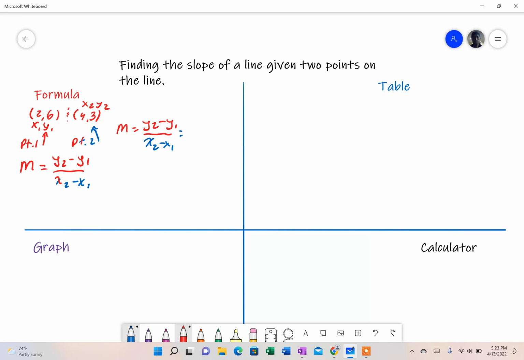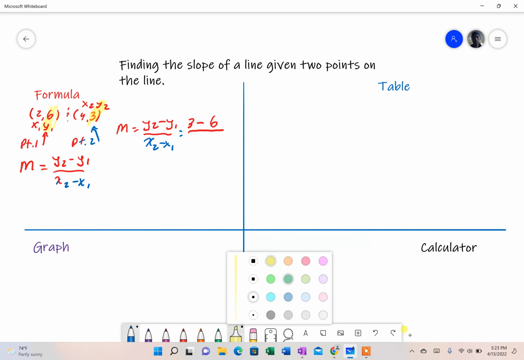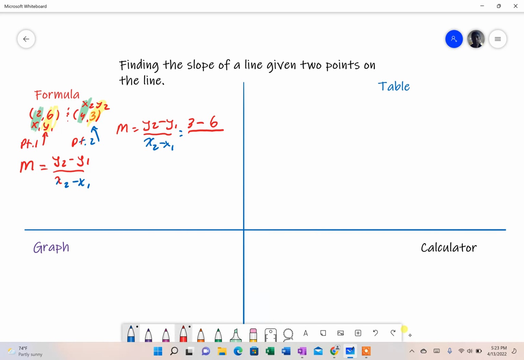So you can see here is my y2. So that value is going to be 3 minus my y1, which is over here, which is 6. And then I have my x2, which is 4, and my x1, which is 2. So it's going to be 4 minus 2, which gives me a negative 3 over 2. So my slope is negative 3 over 2.